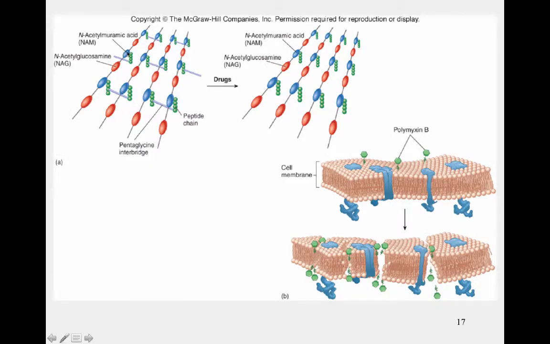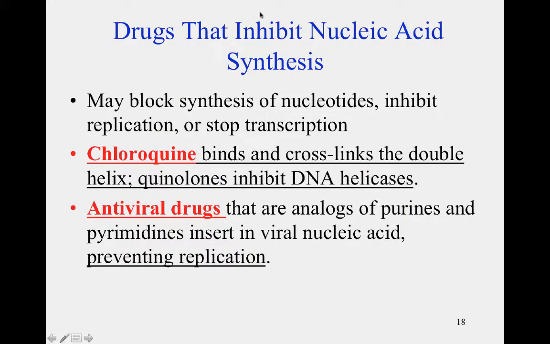So this is just a cartoon image showing you on the top here, this would be for peptidoglycan, so weakening the links between the NAG and the NAM, and then also on the bottom here, polymyxin is working on the cell membrane rather than the cell wall. Now, that third class of drugs would be ones that target the synthesis of nucleic acid. So this would be the DNA or the RNA.